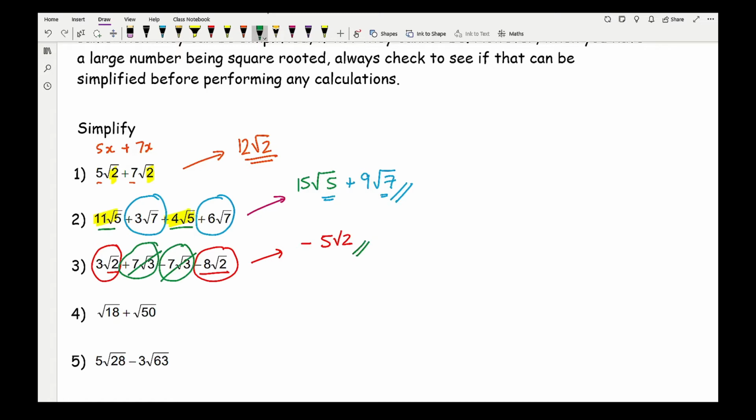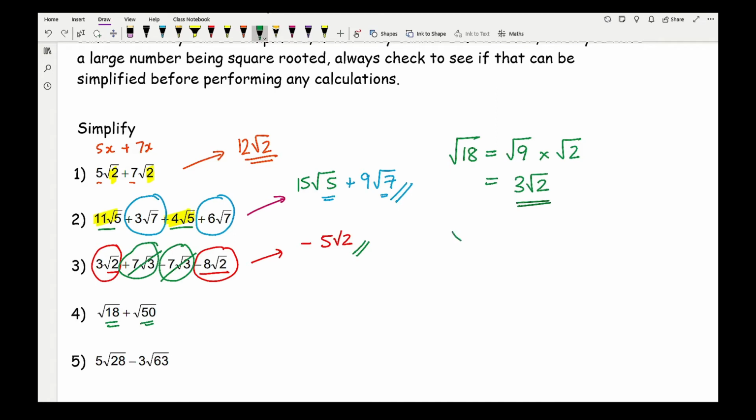Now question 4, obviously these square roots aren't the same, so there's nothing I can do in terms of adding. However, they are quite large numbers. Now when it comes to looking at this, what I need to do is see, can I simplify root 18? So is there a square number that is a factor of 18? And that is true, yeah, there is. I can do 9 times root 2, and the square root of 9 is 3. So then I could rewrite root 18 as 3 root 2.